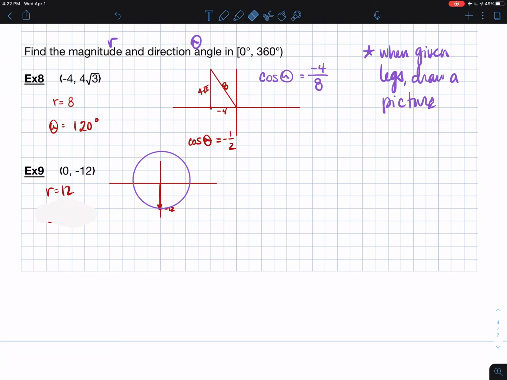Folks, you still cannot have a negative radius. Not until the very last section of this course. So for right now, there are no negative radii. And so the radius is going to be 12. And then the second question is, what's my theta? Well, you can know by using your unit circle what the theta is at this particular position right here. And we know that theta is going to be 270 degrees when I'm working in degrees.